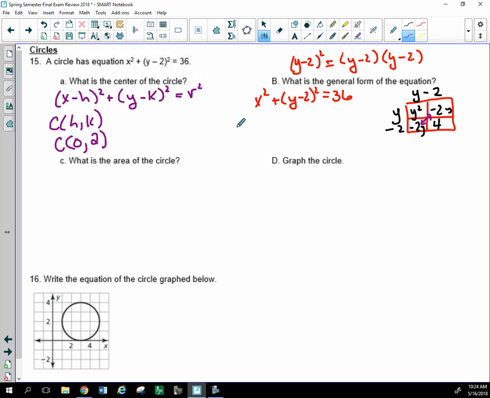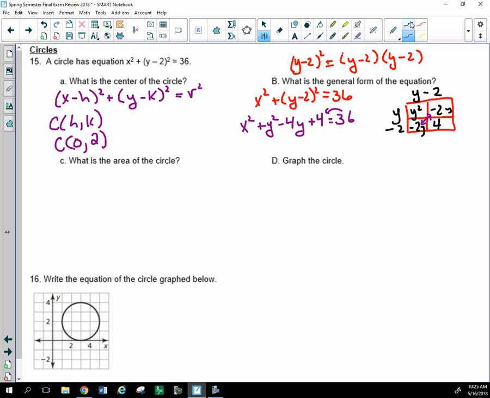So when I start writing out my equation, I'm going to get x squared. y squared is its own term. The -2y and -2y combine together to give me -4y. I'm going to add the 4 on, that's in that final box, and that would equal 36. Probably the only thing left to do is either move the 4 across the equal sign by subtracting, or move the 36 across the equal sign by subtracting. I'm going to subtract 36 across the equal sign.